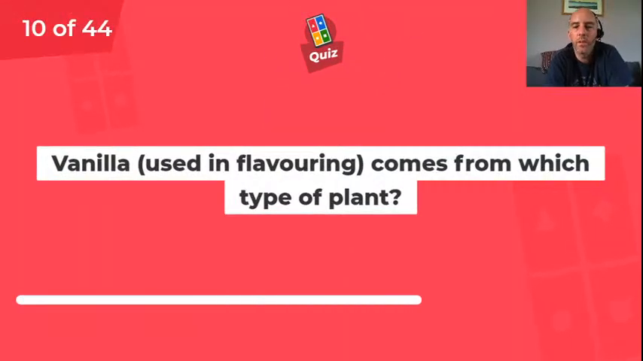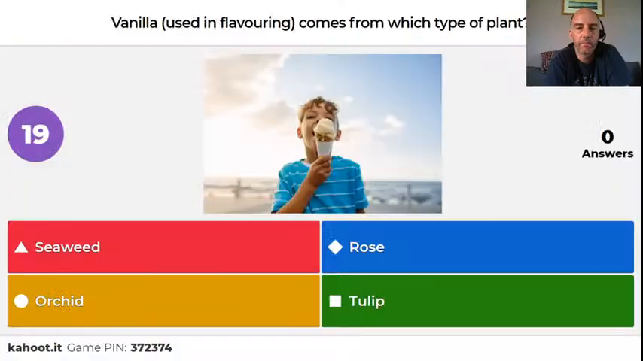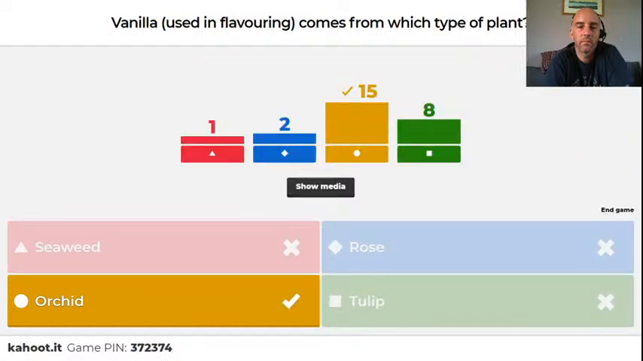Okay, vanilla used in flavouring comes from which type of plant? Oh, I'm seeing that picture of an ice cream. Oh, I could go an ice cream just now. Oh, I am surprised and impressed that most of you knew that. Well done. It is in fact the orchid.